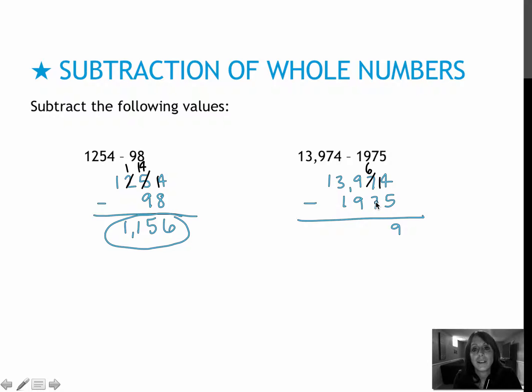6 minus 7 doesn't work, so I'm going to have to borrow from the 9 to turn it into an 8. And 6 becomes 16. Now 16 minus 7 is 9. Now 9 away from 8 doesn't work again, so I have to borrow from the 3 to turn it into a 2. So I have 18 minus 9. 18 minus 9 is 9. And now I have 2 minus 1, which is 1, and then 1 minus nothing, which is 1. So my value is 11,999.